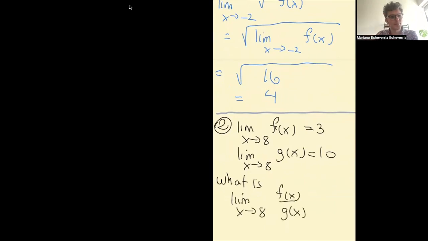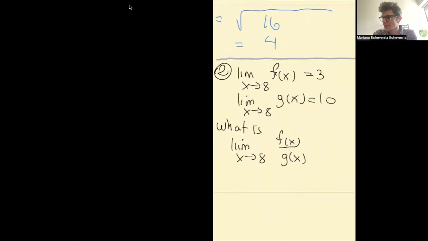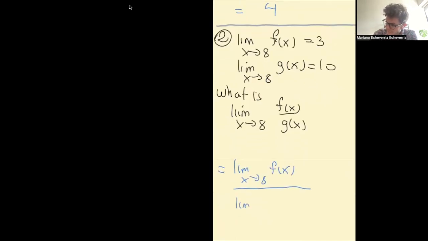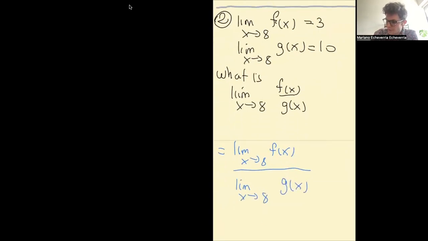If you remember the properties that I just wrote a couple of minutes ago, it is a ratio of the limits. So this is just the limit as x approaches 8 of f of x divided by the limit as x approaches 8 of g of x. And so that gives you 3 divided by 10. Okay. Is that making sense?